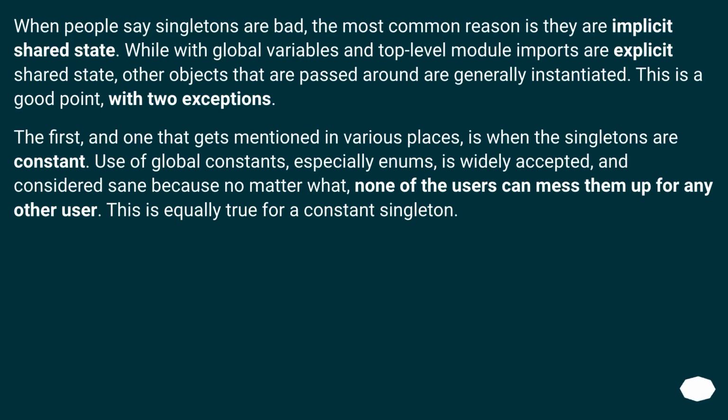When people say singletons are bad, the most common reason is they are implicit shared state. While global variables and top-level module imports are explicit shared state, other objects that are passed around are generally instantiated. This is a good point, with two exceptions. The first, and one that gets mentioned in various places, is when the singletons are constant. Use of global constants, especially enums, is widely accepted, and considered sane because no matter what, none of the users can mess them up for any other user. This is equally true for a constant singleton.